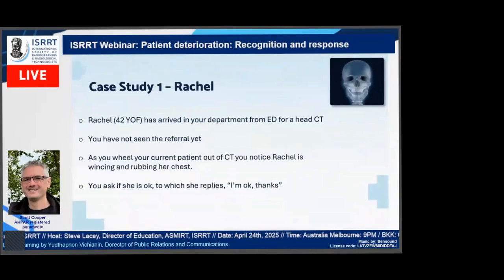So our first one is Rachel, who's arrived in the ED department for a head CT. You haven't seen the referral yet, but you just know that she's there for a CT head. And as the MRP is walking the current patient to CT, they notice that Rachel is wincing and rubbing her chest. They stop to ask if she's okay, and she replies, "Yeah, I'm okay, thanks."